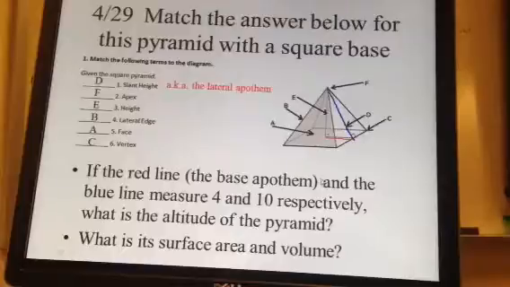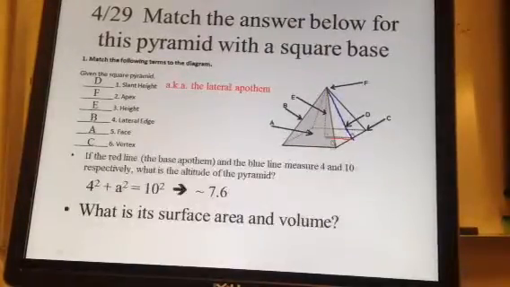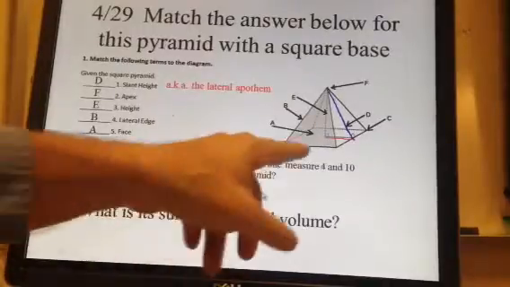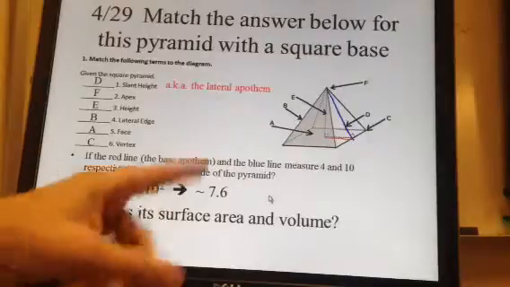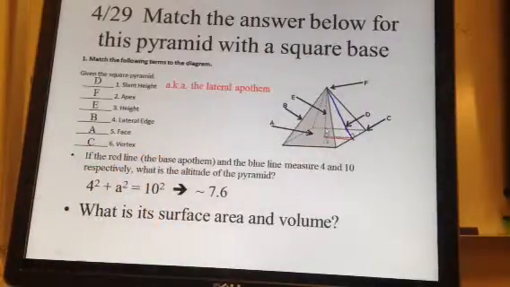All right, a lot of times you will be given these, or maybe you'll calculate these, but then you'll need to calculate the height. You obviously need to use Pythagorean theorem to do that. So if that's 4 and that's 10, 4 squared plus a squared equals 10 squared. Do 100 minus 16, take the square root, and that's 7.6.